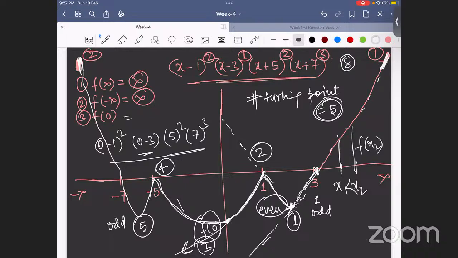Okay. So now I was just discussing about the same thing. To get to know about the plot, if you have been given some polynomial, to get an idea about the plot from the starting till now.